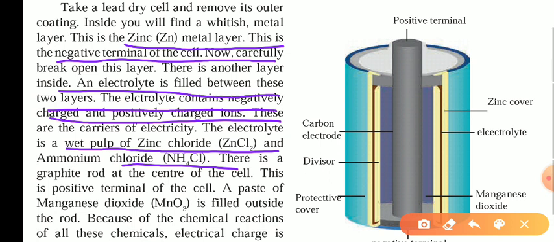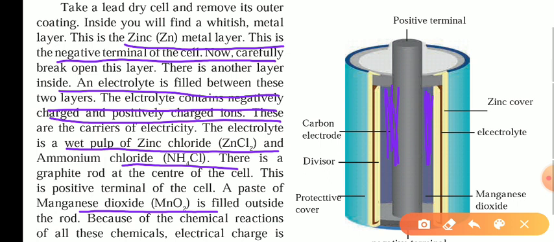There is a graphite rod at the center of the cell. This is the positive terminal of the cell. A paste of manganese dioxide, that is MnO2, is filled outside the rod. This layer is manganese, the purple color you can see now. A paste of that is filled outside the rod because of the chemical reaction between these.